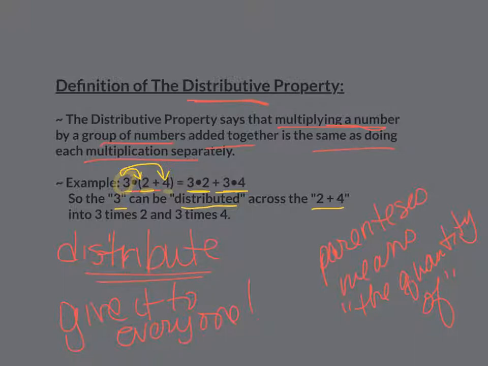If you actually do out that math, you'll find that you get the same exact answer because 3 times 2 plus 4, well, that would mean that I do 3 times 6, which is 18. And then this one would give me 3 times 2 is 6, plus 3 times 4 is 12. And when I add those together, I still get 18. As you can see, they are the same.